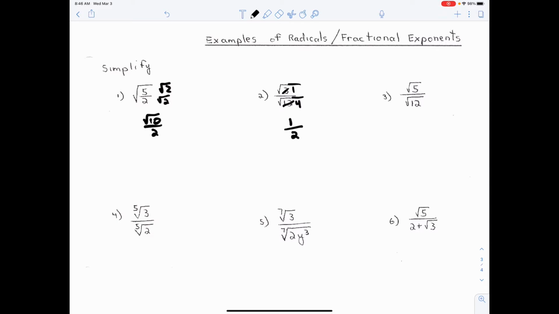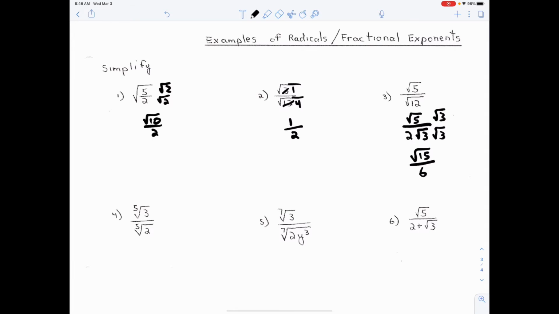Okay? You can't cancel the 5 and the 12, but what you can do is simplify the square root of 12. So again, don't rationalize unless you need to. And the square root of 12 is 2 square root of 3. Okay, the 2's not a problem. It's the 3 that's the problem. So we just multiply by square root of 3 over square root of 3. And again, none of this should be new to you.